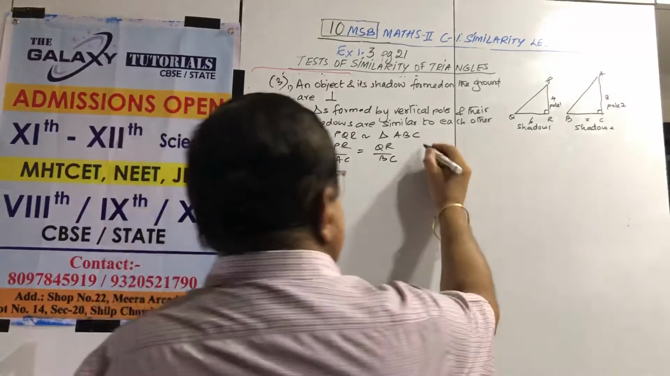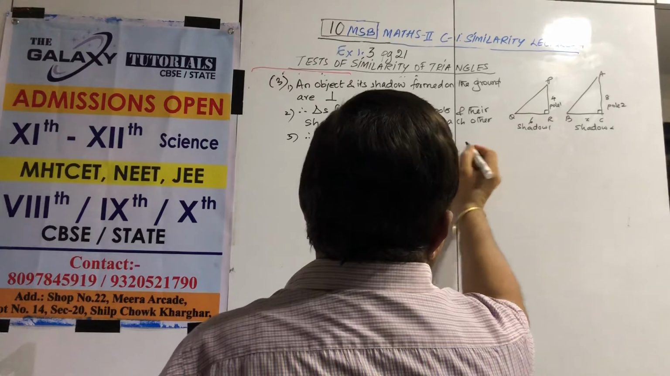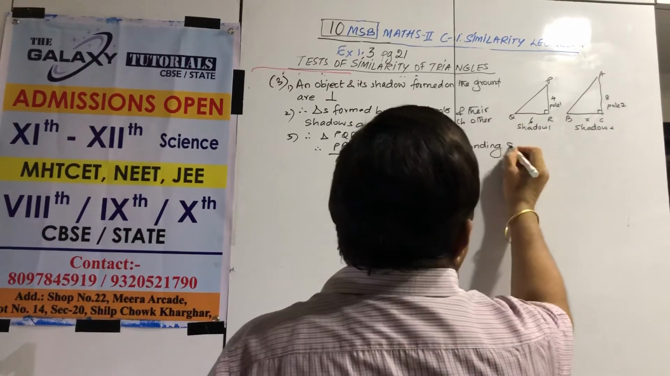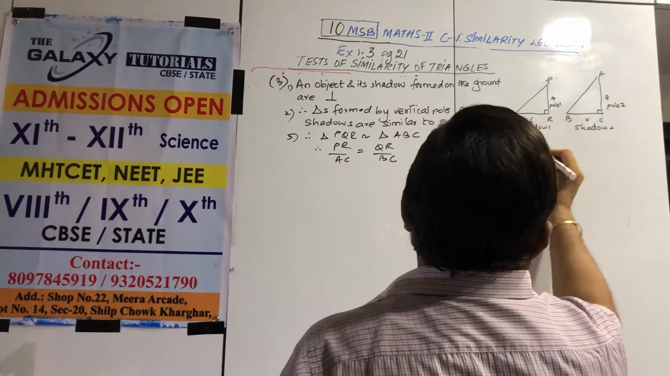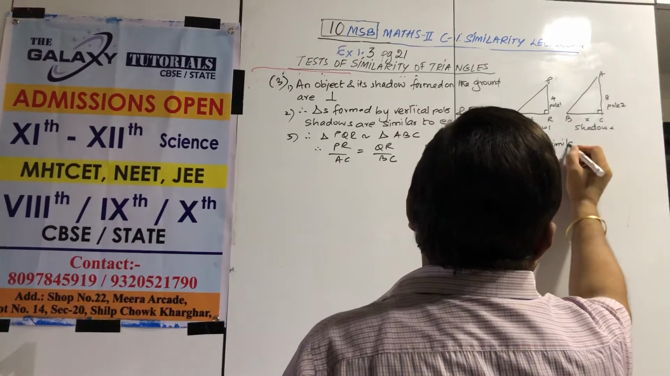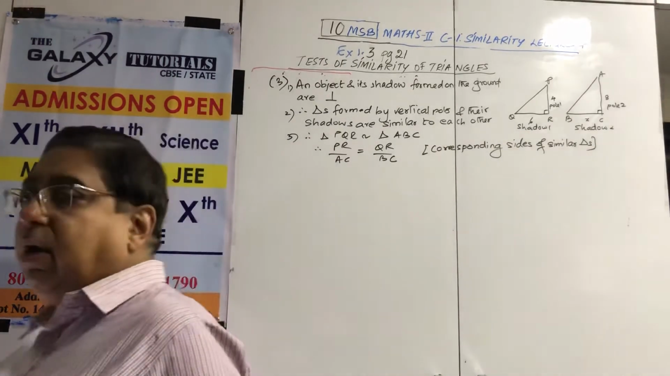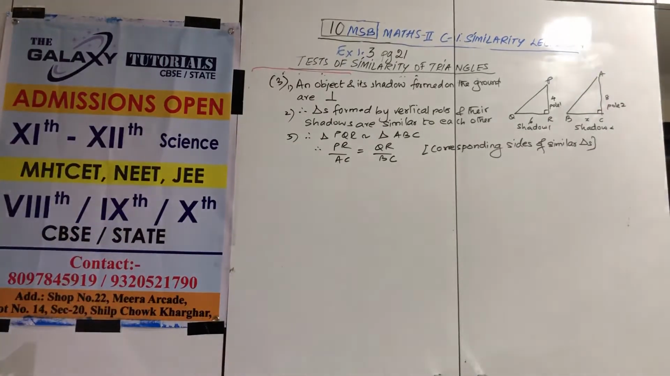And what reason do we write here? Corresponding sides of similar triangles. Do not write any short form in the exam. I keep reminding you. Use 2 lines if it does not fit.